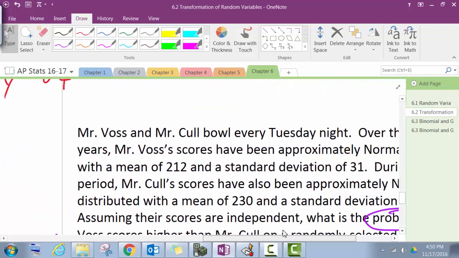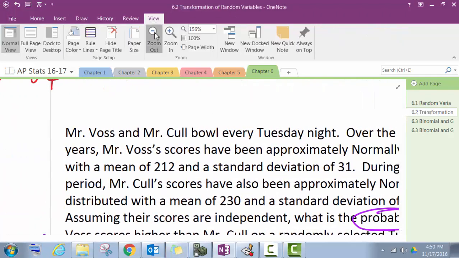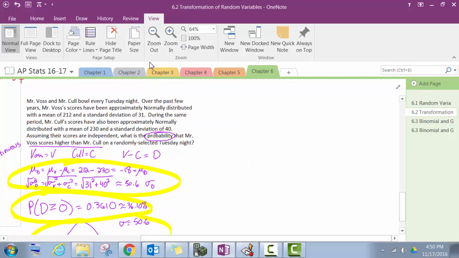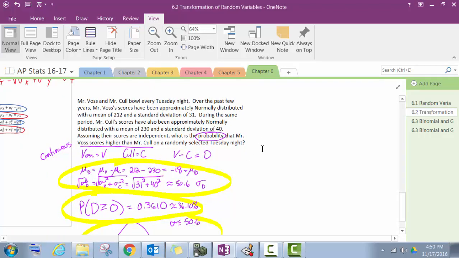So here's another example. I need to zoom out a little bit here. We have a couple problems like this on our quiz tomorrow. Mr. Voss and Mr. Cull bowl every Tuesday. I'm not going to bore you with the whole problem. Voss is normally distributed with a mean of 212 and a standard deviation of 31. Cull is normally distributed with a mean of 230 and a standard deviation of 40. They're independent because they're two different people.